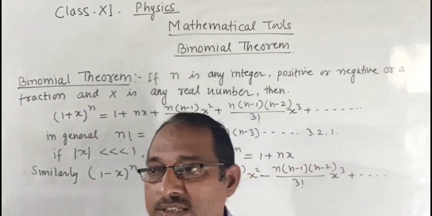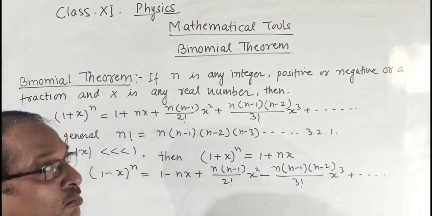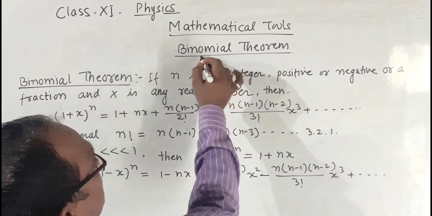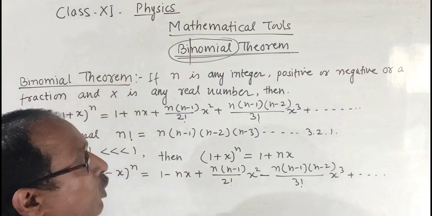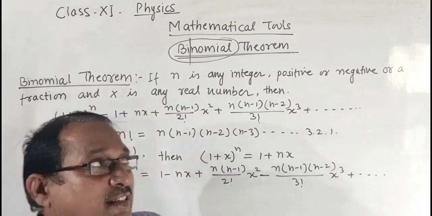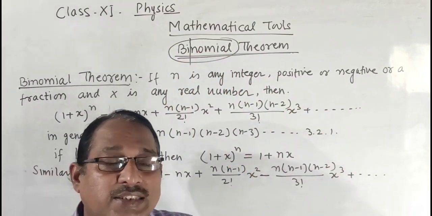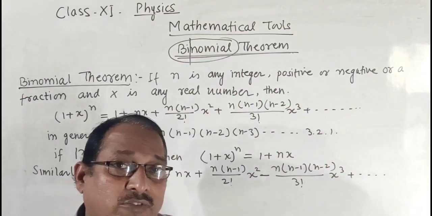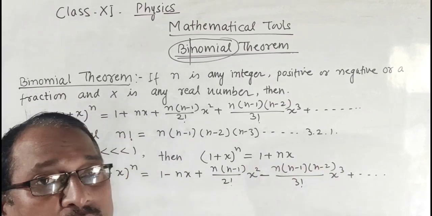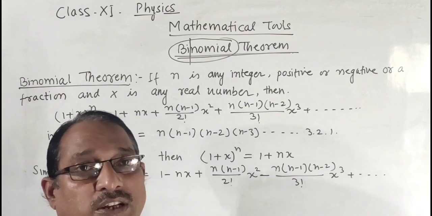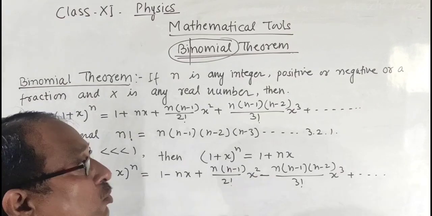Today I am going to discuss a very important mathematical tool called the binomial theorem. Binomial theorem, as the name suggests, is a combination of two words: first one is bi and another one is nomial. Bi means two and nomial means terms. That is, the expression formed by the combination of two terms is known as a binomial. And the theorem which deals with such expressions which have two terms is known as the binomial theorem.